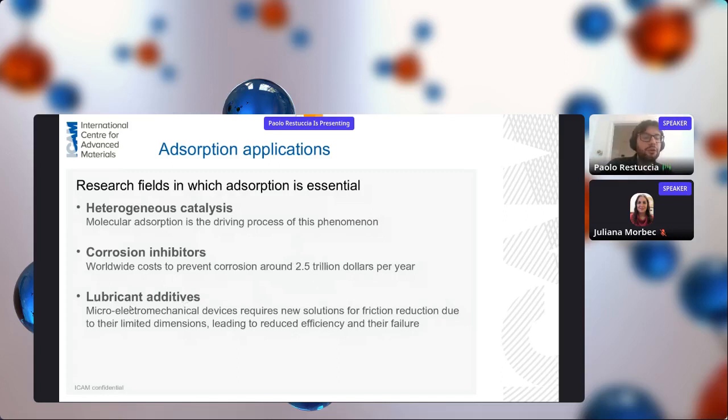And finally, also the study of lubricant additives. Especially in recent years, the development of microelectromechanical devices requires us to find new solutions for friction reduction due to the limited dimensions. So we study molecular additives in the base oil, or molecular additives that can be attached on these devices, that can enhance the sliding between the surfaces, the interfaces, or for example the gears that you can usually find in these devices, which is essential to increase their sliding properties.